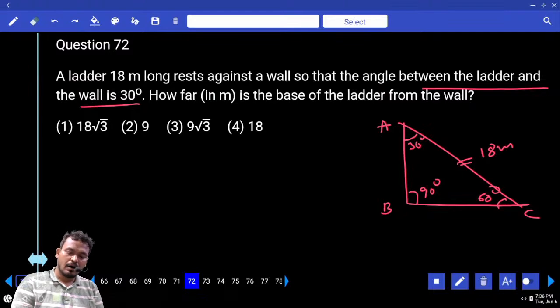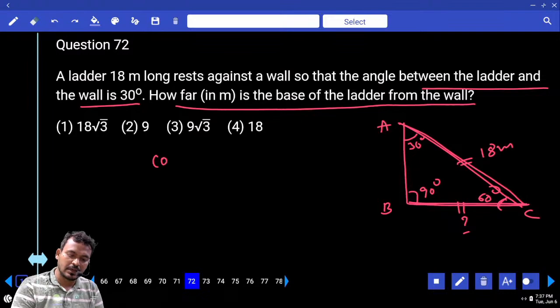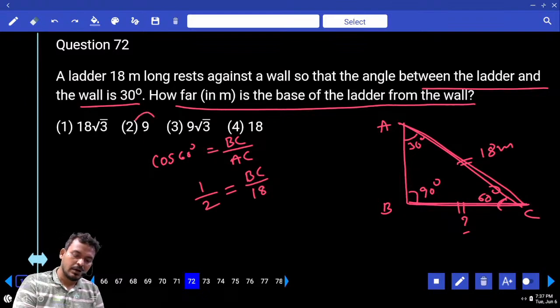What is the question here? How far is the base of the ladder from the wall? Nothing but we require the BC value. Here the angle is 60, we require the base and we know the hypotenuse. Then take cos 60 or sin 60? Cos 60, which is equal to BC by AC. What is cos 60? 1 by 2. BC value we don't know, AC value is 18. Then BC equals 9.